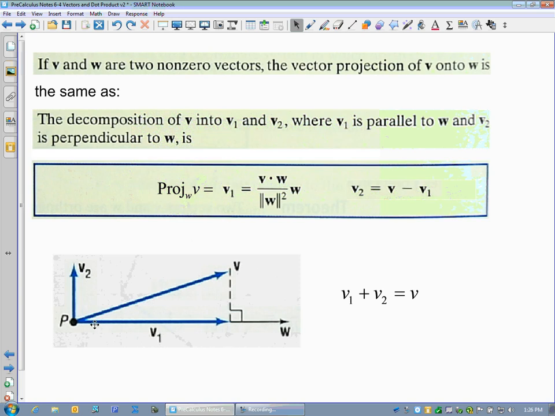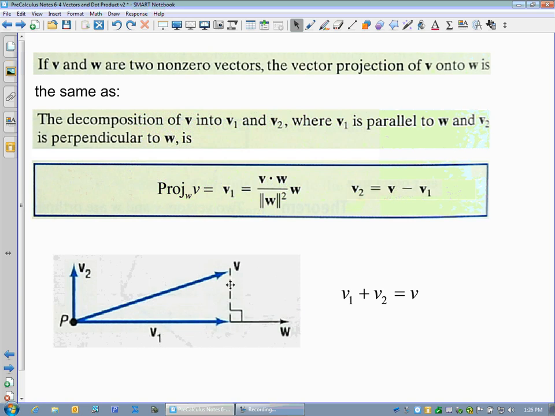And like we said, visually that is v1, and the formula for that is simply the dot product divided by the square of the magnitude, and then that is times the original w vector. Remember that the dot product is a scalar, the magnitude is a scalar, so this is just going to be a ratio of how to resize w so that you have v1.